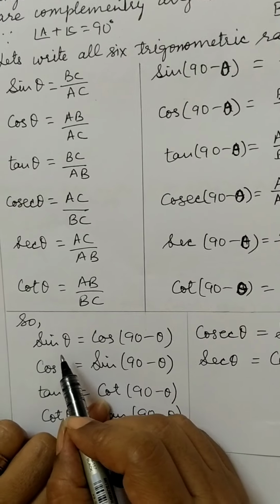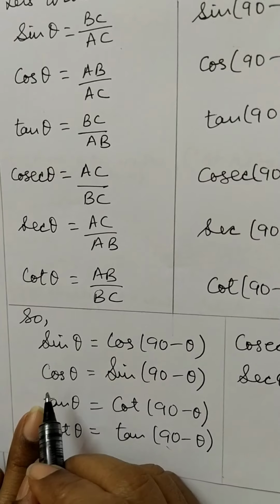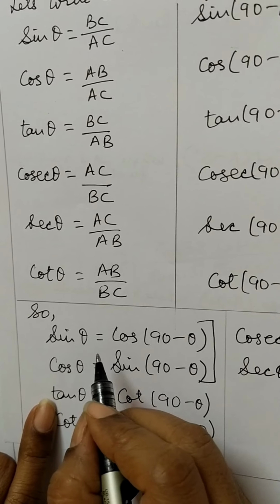So see here what we have got: sin theta is cos 90 minus theta and cos theta is sin 90 minus theta. So that means sin and cos are interchangeable.